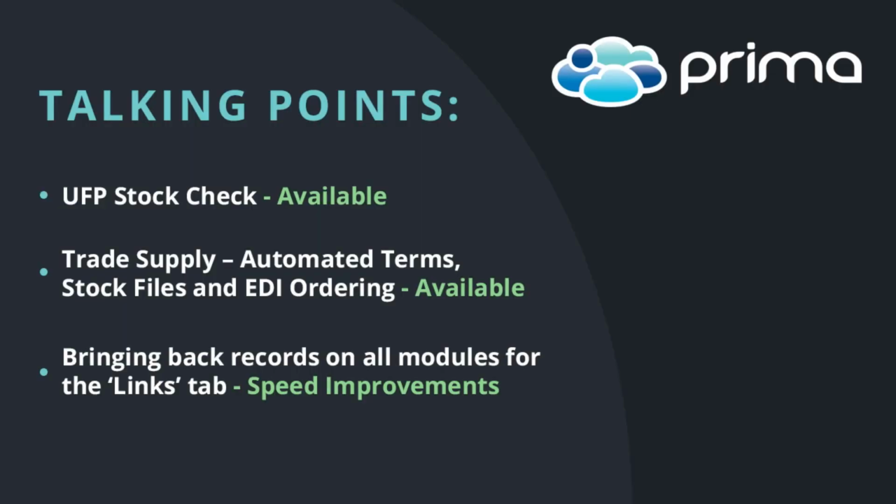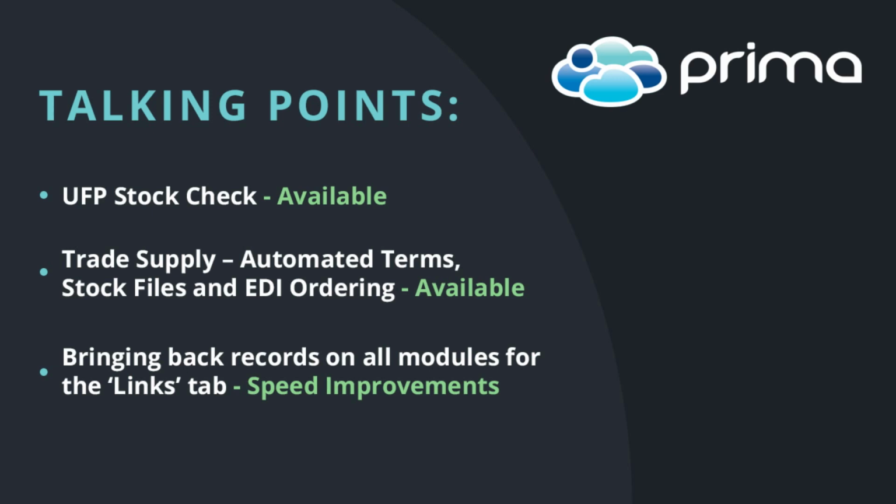Okay, so to kick things off, I'm going to talk through a couple of quick things. So what's available? UFP stock checking facilities have now been added into Prima. Trade supply, automated terms, stock files and EDI ordering are all available again. And then bringing back records on all modules for the links tab. There's been some speed improvements around that, so how quickly the sales order can link through to the receipt note or the sales invoice, for example.